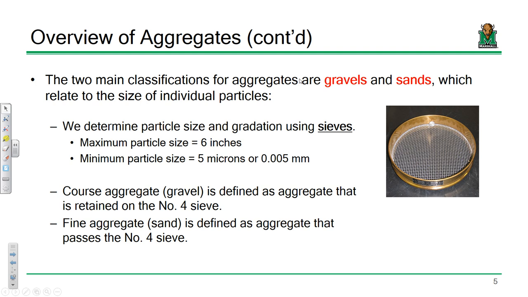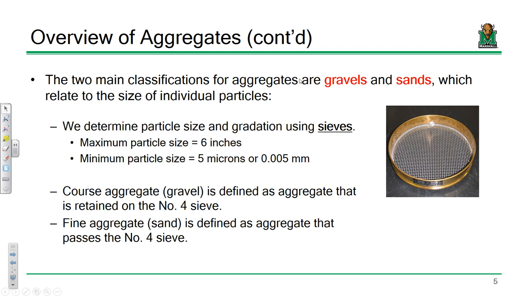What defines the properties of a given aggregate? A lot of it is size. The big delimiter between coarse aggregate and fine aggregate is whether it passes through a particular sieve. For most civil engineering applications, we say that the delimiter is whether it passes a particular sieve, specifically the number 4 sieve. That's a big one in this class. What's the difference between a coarse aggregate and fine aggregate? The coarse aggregate is what will stay on the number 4 sieve. The fine aggregate is what will pass the number 4 sieve.